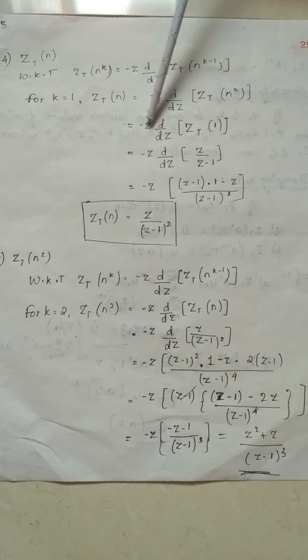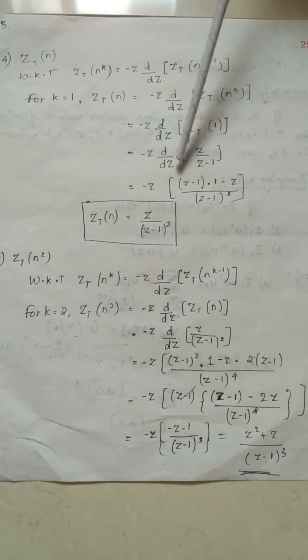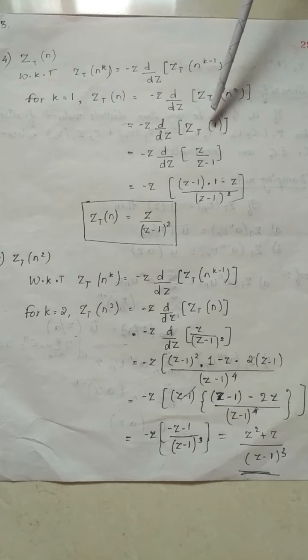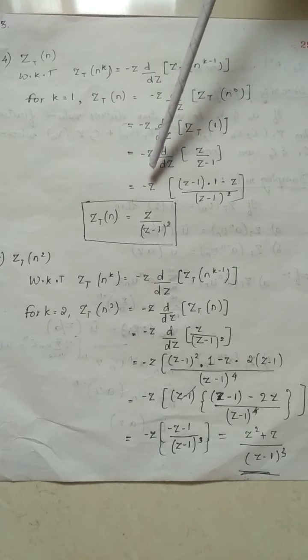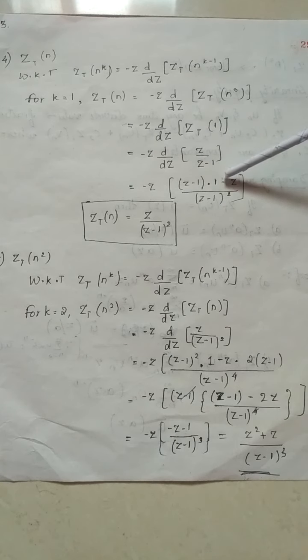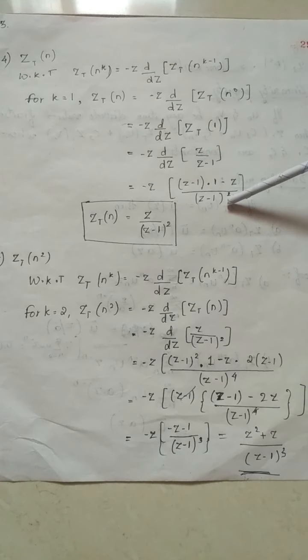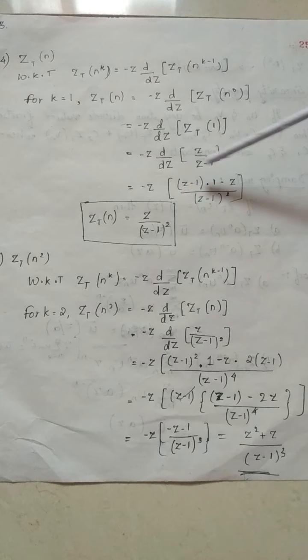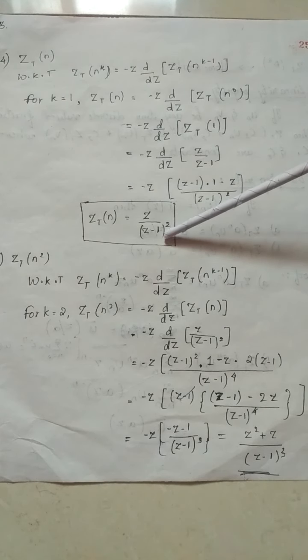So now this is nothing but minus z d by dz of z transform of 1, n to the power 0 is 1. Now minus z d by dz of z transform of 1, we already know it is nothing but z upon z minus 1. So minus z, keep it as it is. Now z upon z minus 1, differentiate with respect to z. So using quotient rule, keep z minus 1 constant, derivative of z is 1, minus, keep z constant, derivative of z minus 1 is 1. So z minus 1 whole square. So here plus z minus z cancels. We are left with z upon z minus 1 whole square. Therefore z transform of n is nothing but z upon z minus 1 whole square.